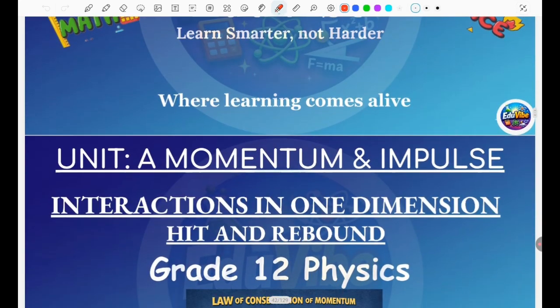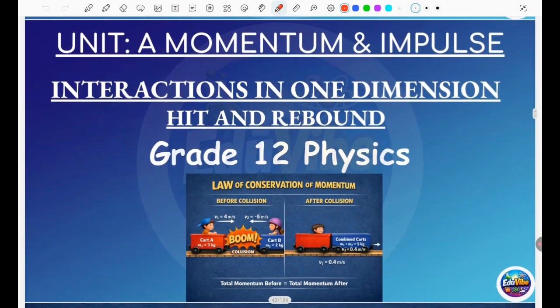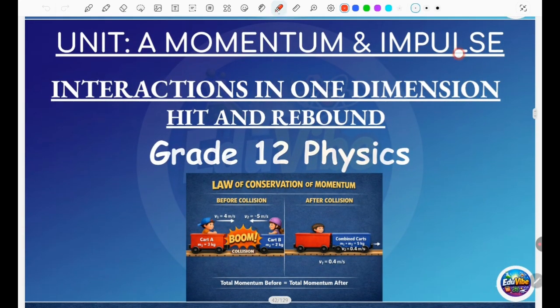As you all know, we have already started the unit on momentum and impulse. Today we are on the next topic of momentum and impulse, which is more calculation based. Today we are doing interactions in one dimension. In this video and the next lesson we will do interactions in one dimension, but after that we will also do interactions in two dimensions too. In this we will basically learn about collisions and explosions.